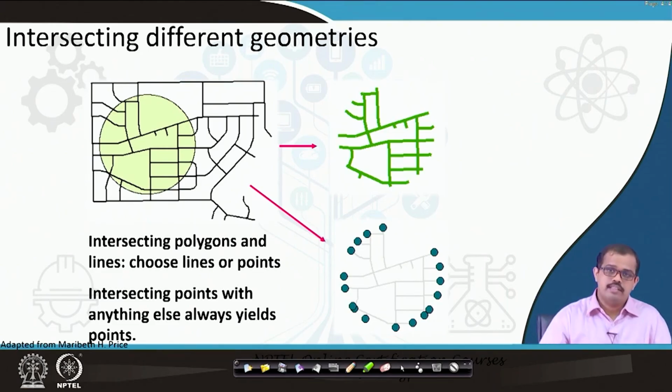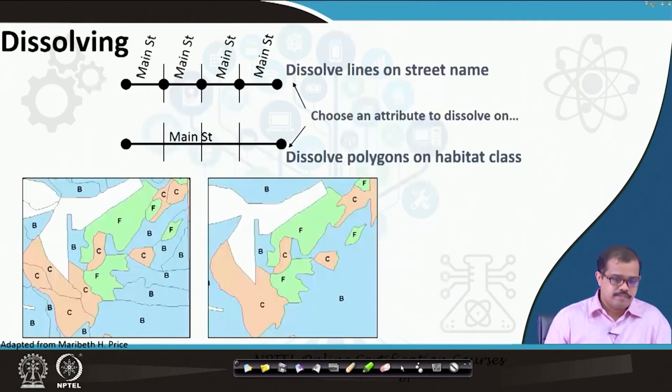Intersecting lines can yield both lines and points. Intersecting polygons can yield polygons and lines. So you should be able to understand and interpret it. It's a reverse logic of how the vector model is built.